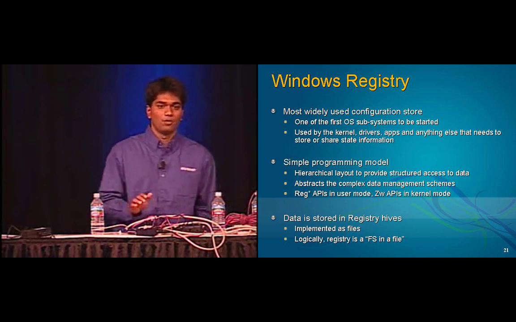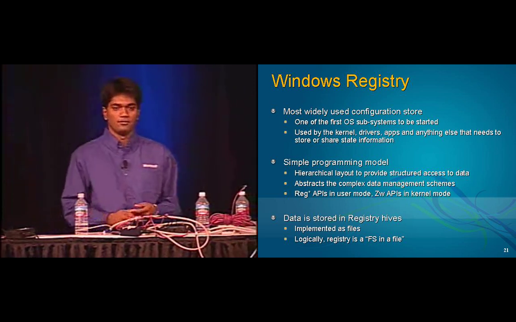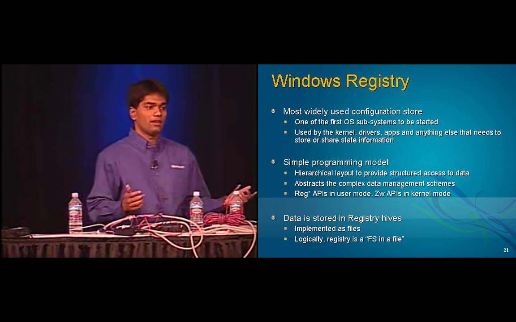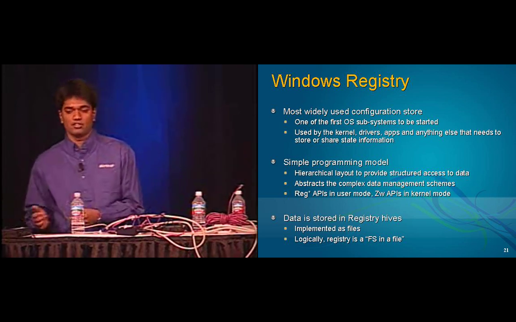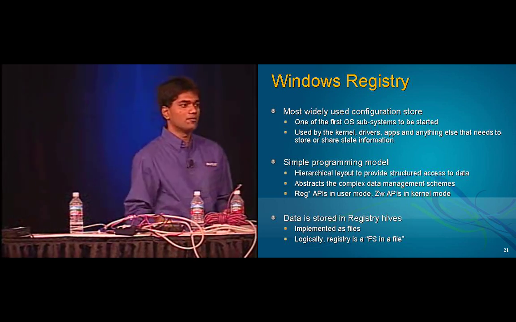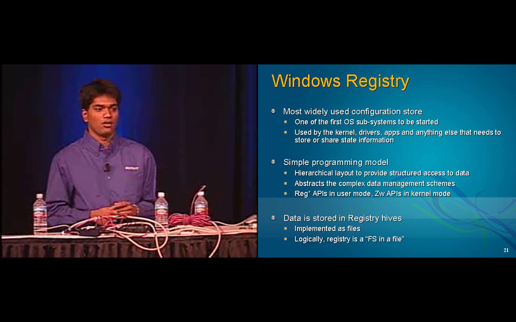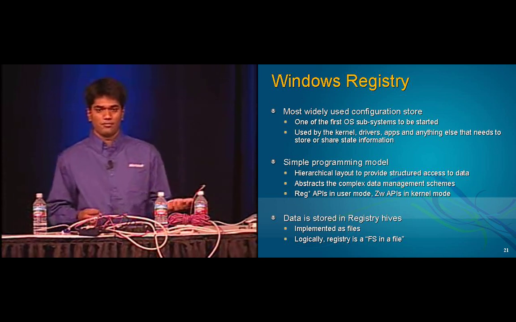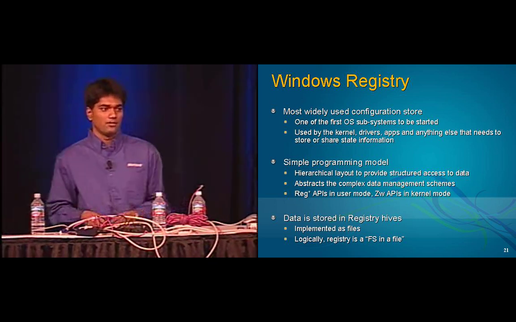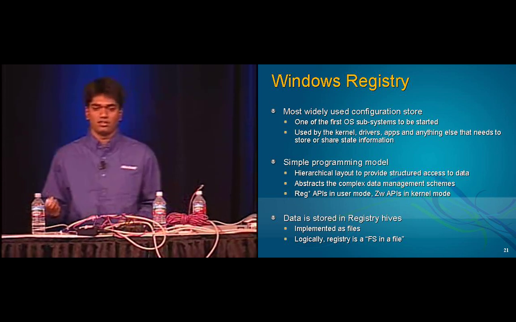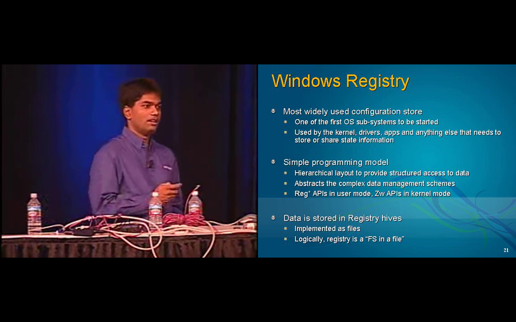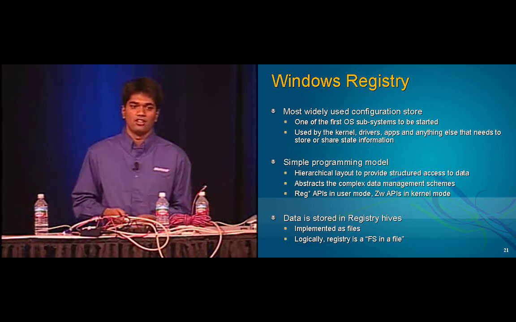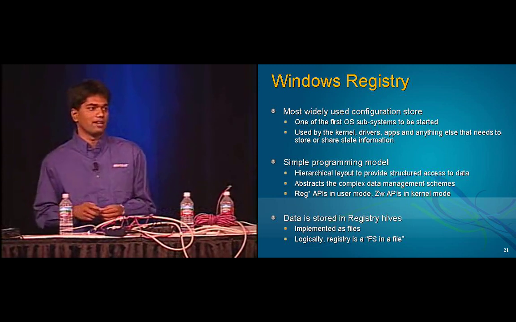Windows registry by far is the most popular configuration store available. It's used by the kernel, drivers, user applications, and anything that wants to store state information. The popularity of the registry comes from its really simple programming model. The registry abstracts all the complex data management schemes underneath and provides simple hierarchical structured data access. Internally, the registry stores data in registry hives, which are implemented as files. So at a really high level, you could think of the registry as a file system within a file.